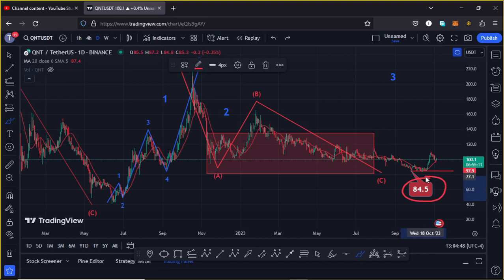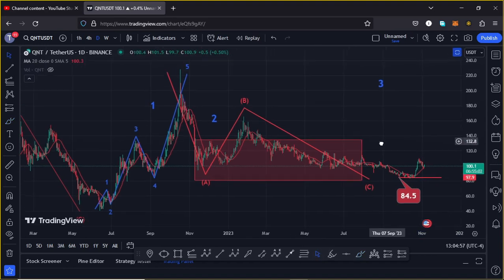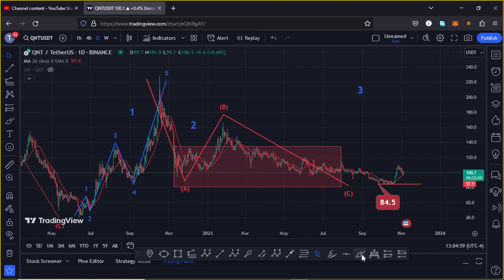And there are high chances that this is now the low for this wave 2, and in the next coming weeks or maybe months, we can see a reaction off the target area and get impulsive in the formation of this larger Elliott wave count 3.